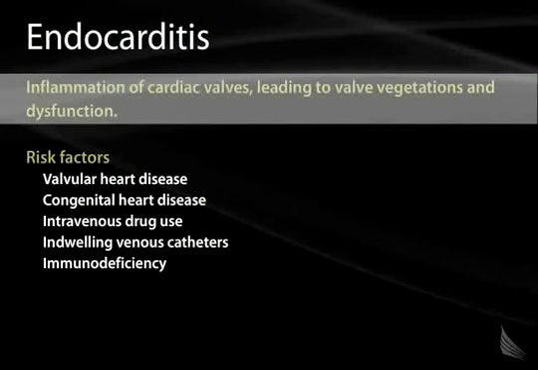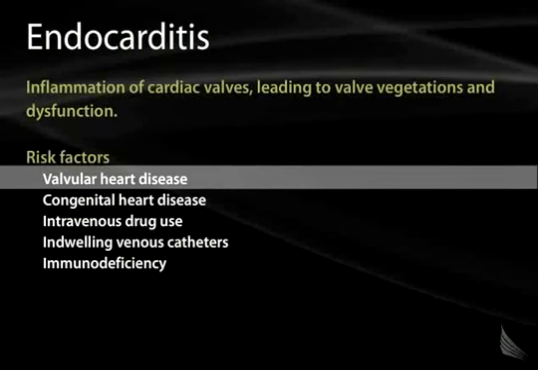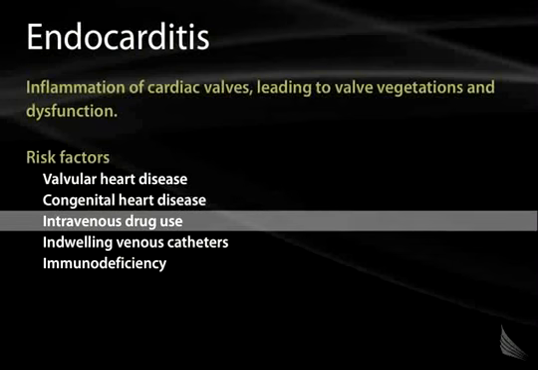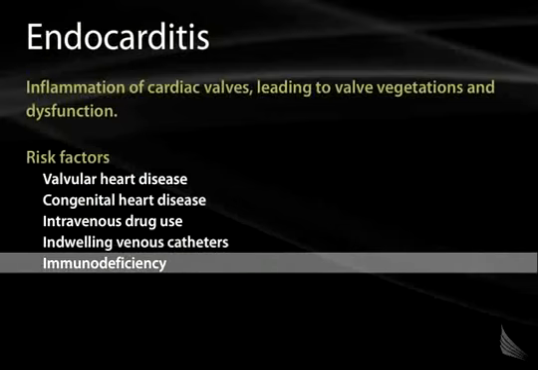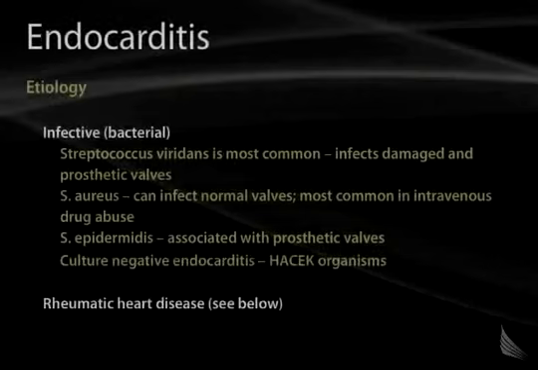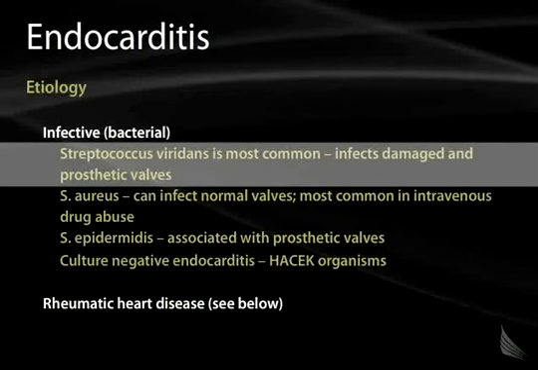Endocarditis is inflammation of the cardiac valves leading to valve vegetations and dysfunction. Risk factors for endocarditis include valvular heart disease, congenital heart disease, IV drug use, indwelling venous catheters, and immunodeficient state. It can be infective or bacterial. Strep viridans is the most common and infects damaged valves in prosthetic valves.